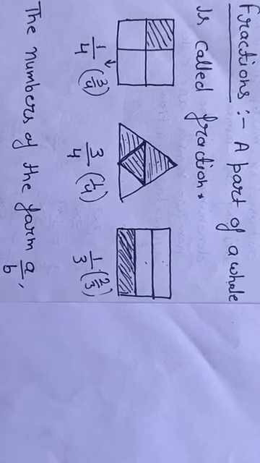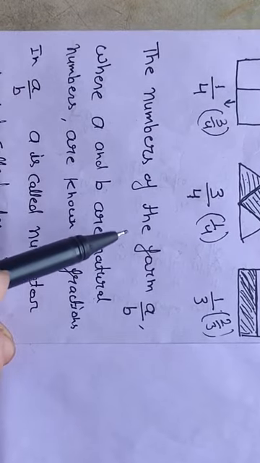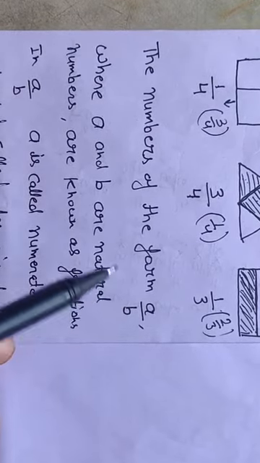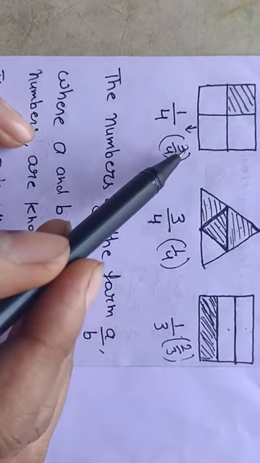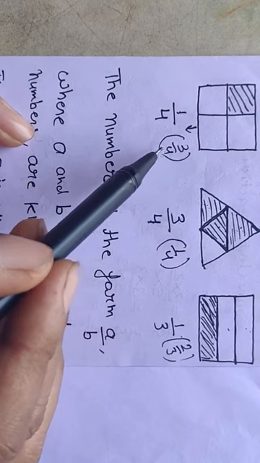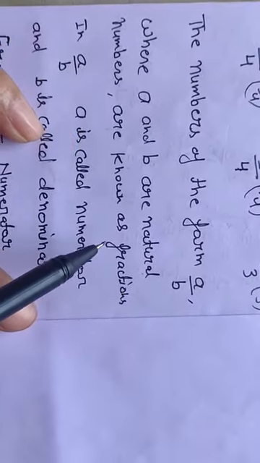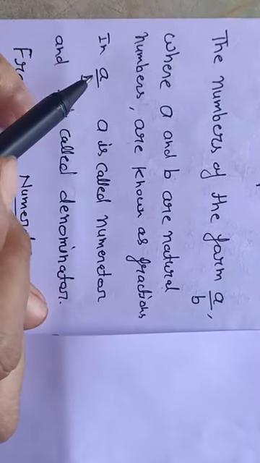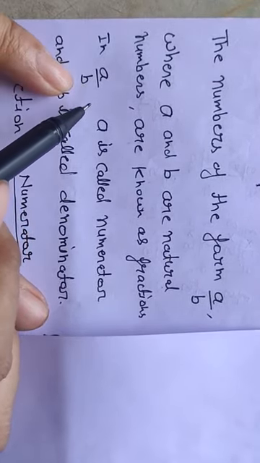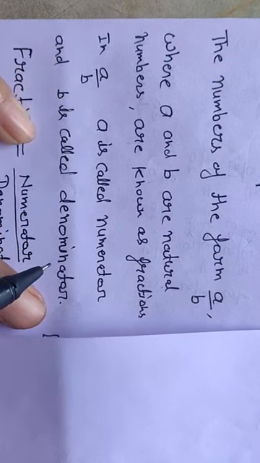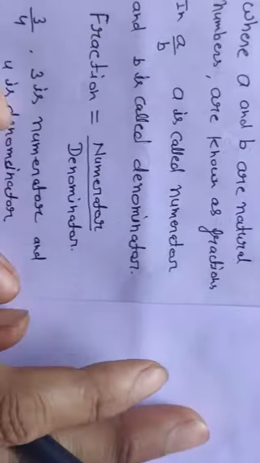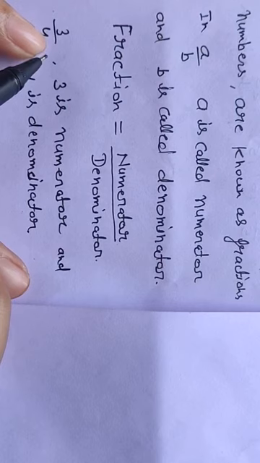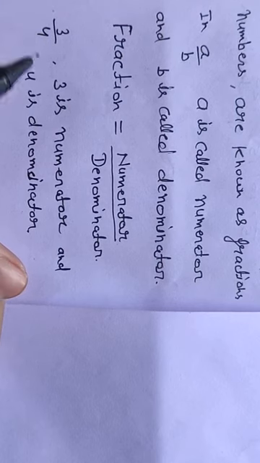Okay, and the other definition of fraction is: a number of the form a upon b, where a and b are natural numbers. For example, 3 upon 4, 3 is a natural number, 4 is a natural number, in the form of a upon b, are known as fractions. In a by b, a is called numerator and b is called denominator. So fraction is equal to numerator upon denominator. For example, in 3 upon 4, 3 is called numerator and the value of denominator is 4. Yes, 4 is called denominator.